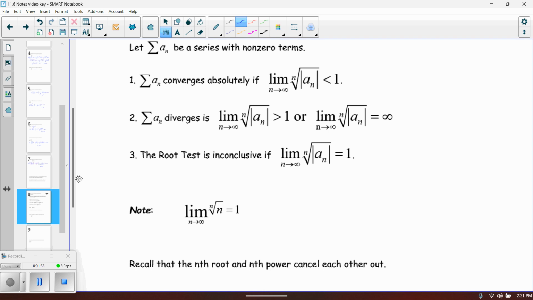I'm not going to go through a proof of this of any kind, but the limit as n goes to infinity of the nth root of n, or the nth root of n to the first power, is 1. Okay, you kind of need to know that one. So let's put a little asterisk right there. You need to know that one. It will come into play. And the general idea is just remember that the nth root of something raised to the nth power basically cancel each other out. Okay, and that's kind of why this works out.